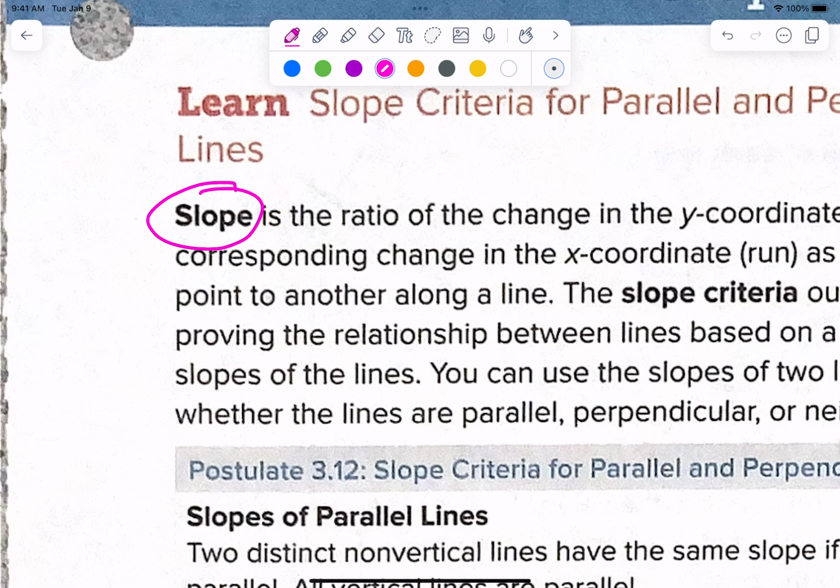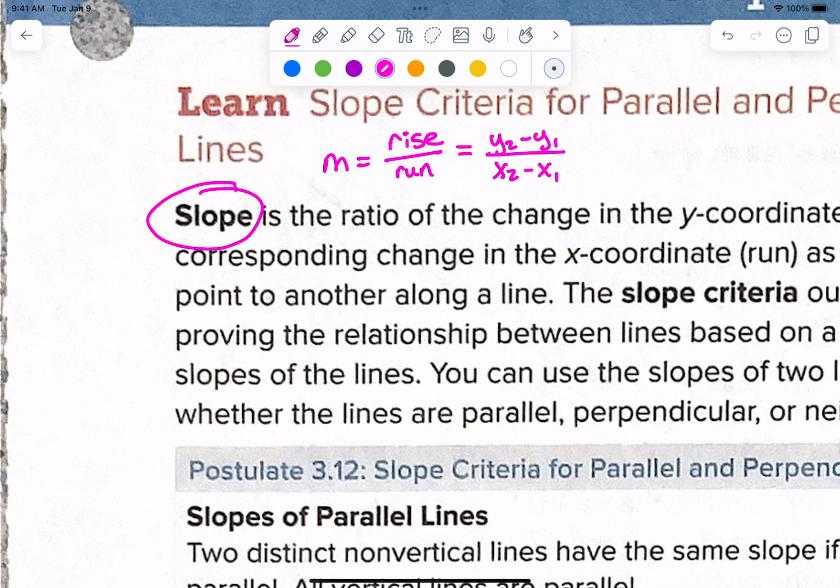There we go. Okay, so slope. Going back to slope, what symbol do we use for slope? M. M is the rise over the run. How do you find the M if you're given 2 points? Y2 minus Y1 over X2 minus X1. That's the way that it works, okay?